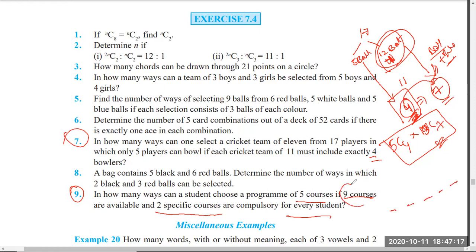Out of the 9 courses, 2 specific courses are compulsory. So you first need to select these 2 specific courses out of the 9. That is 9C2, and then the remaining courses left are 7, right? 9 minus 2 is 7, and they need to be arranged in the remaining 3 places. That is 7C3. That's it. If they specially mention 2 specific courses, first you select these 2 courses out of the total, and then take the remaining from the other 7.